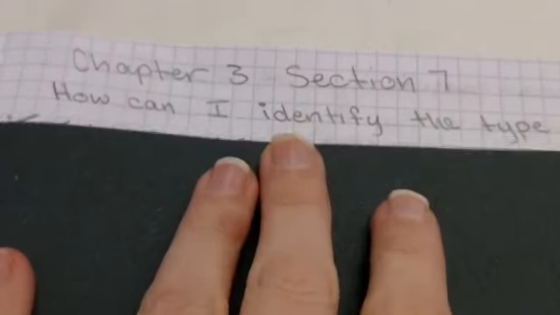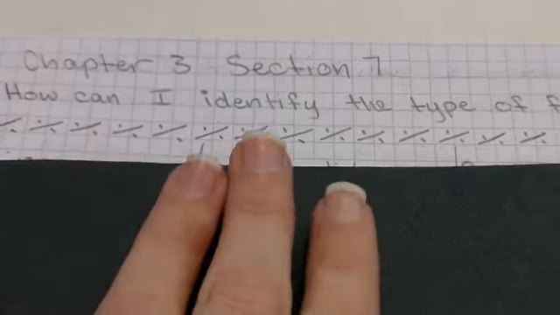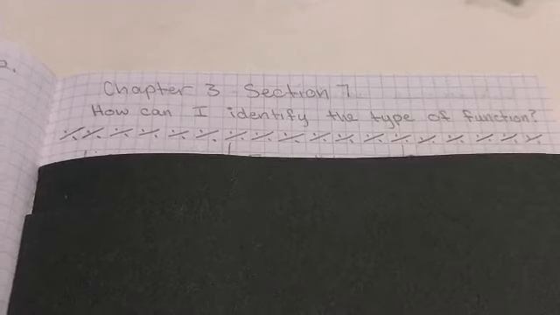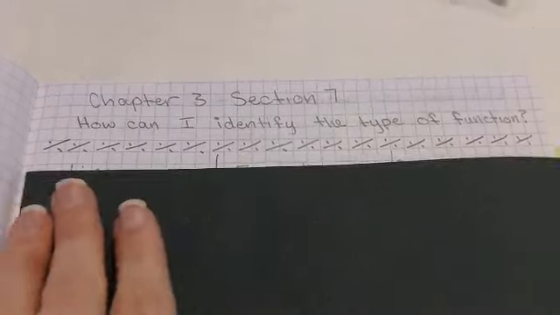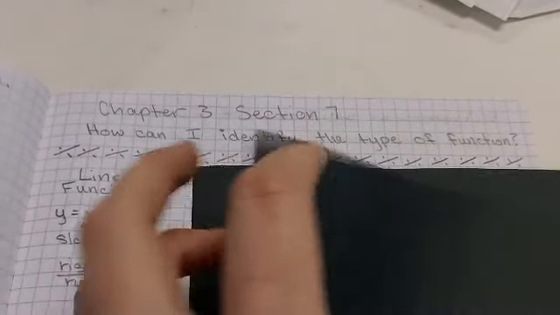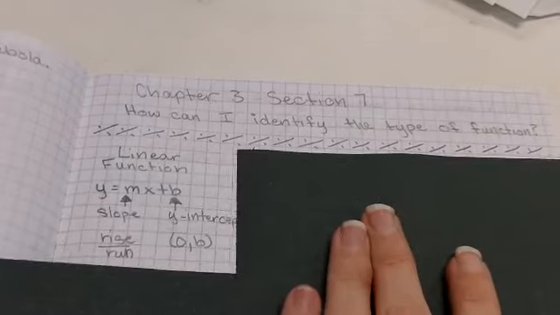Okay, so today we're going to be covering Chapter 3, Section 7. So the first thing that we have is our essential question: how can I identify the type of function? So we have three different types of functions that we can have. So our first type of function is our linear function.